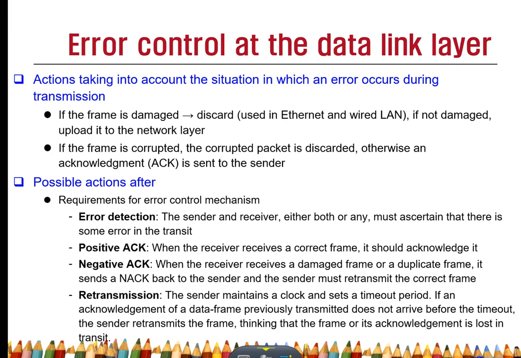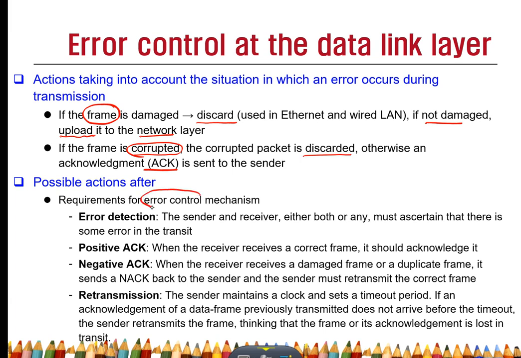Now let's think about error control at the data link layer. If the frame is damaged, what happens? The damaged frame will be discarded. If not damaged, it will be uploaded to the network layer because it was successfully shipped, right? If the frame is corrupted, that means something happened there, so the corrupted packet is discarded. Otherwise, an acknowledgement is sent to the sender.